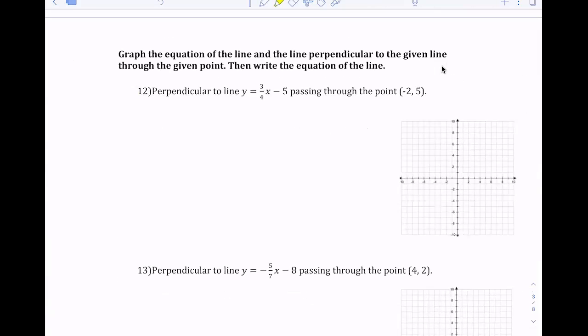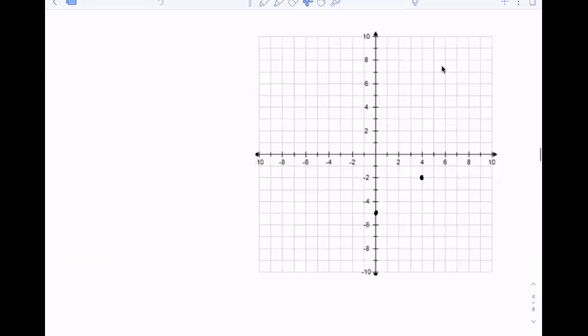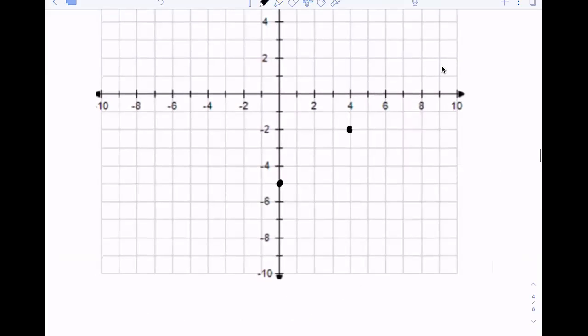Now, perpendicular. I have to show you something about perpendicular. Again, I have to graph y equals 3/4 x minus 5. So if I'm graphing that, everyone knows I'm going to go down what? 5. And then from there, I'm going to go up 3 and to the right 4. And then we're going to draw that line.